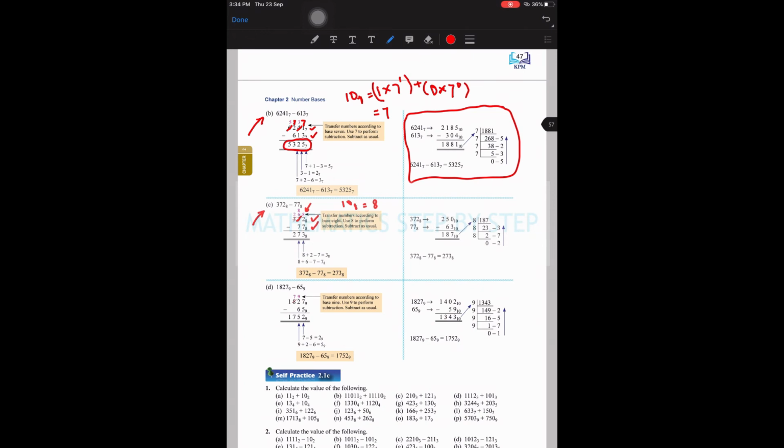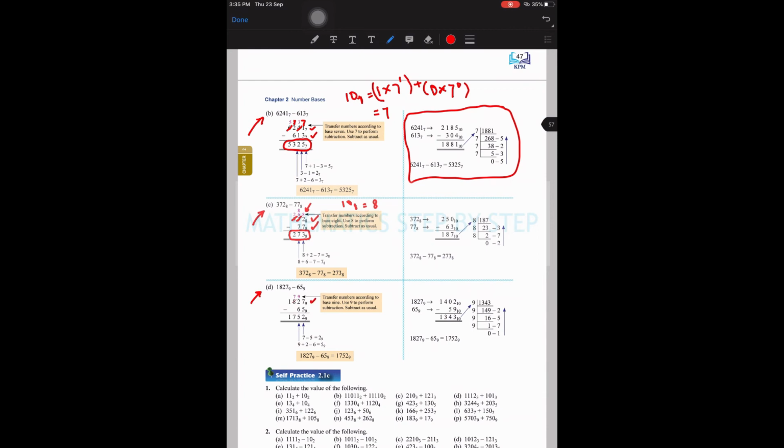Then 6, 1 to minus 7, again not enough, so we borrow 1 from here, 3 is left with 2, okay? So we get 8 plus 6 minus 7 equals 7, okay? Then 2 here, so we have reached the answer. So now let's go to D.